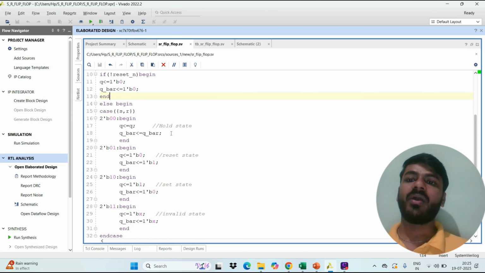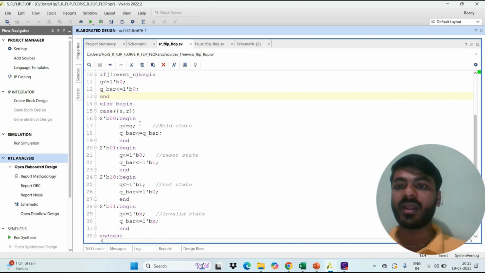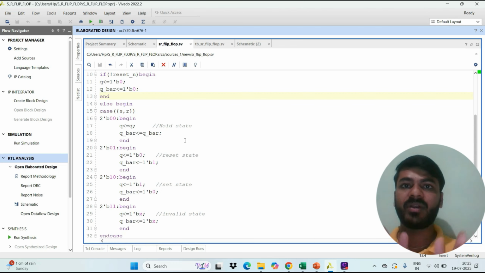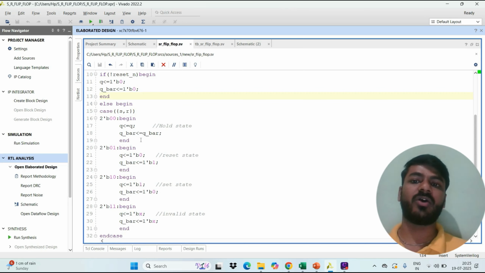Now here you can see I have used a case statement. We know the functionality of the case statement: for every possible input combination, we have to provide the corresponding outputs. So we know as per the truth table of the SR flip flop, if the value of S and R is 0 0, then the SR flip flop is in the hold state. Hold state means whatever the previous value of Q was will be held. So I have assigned Q to the output Q and Q bar to the output Q bar.